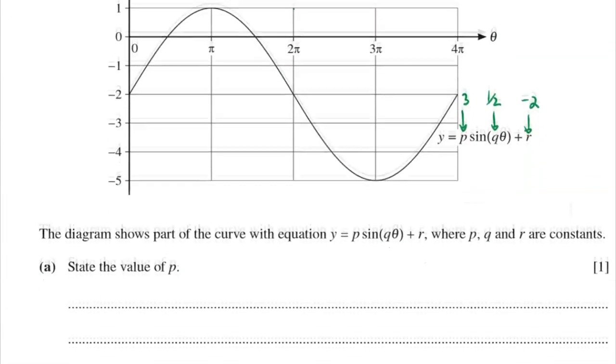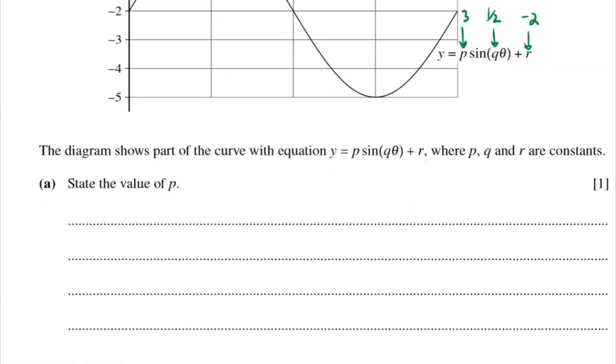Right, so we can start working on this equation now. State the value of P. Notice that it's only 1 mark. All right, so if it's only 1 mark, you don't have to show any working out. You can just say, P is going to equal 3 because P is the amplitude, and that sine wave has an amplitude of 3.